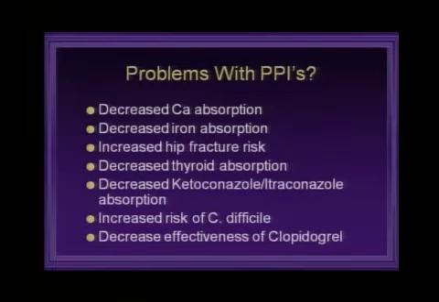We talked about fracture risk earlier. We've already talked about thyroid absorption. If you put somebody on ketoconazole or itraconazole, they have to have an acid stomach to be absorbed. So if you're putting somebody on a week of itraconazole to treat fungal nail disease, they really need to stop their PPI during that week, or they won't absorb their itraconazole and they won't get the benefit of treatment for their fungal nail disease.